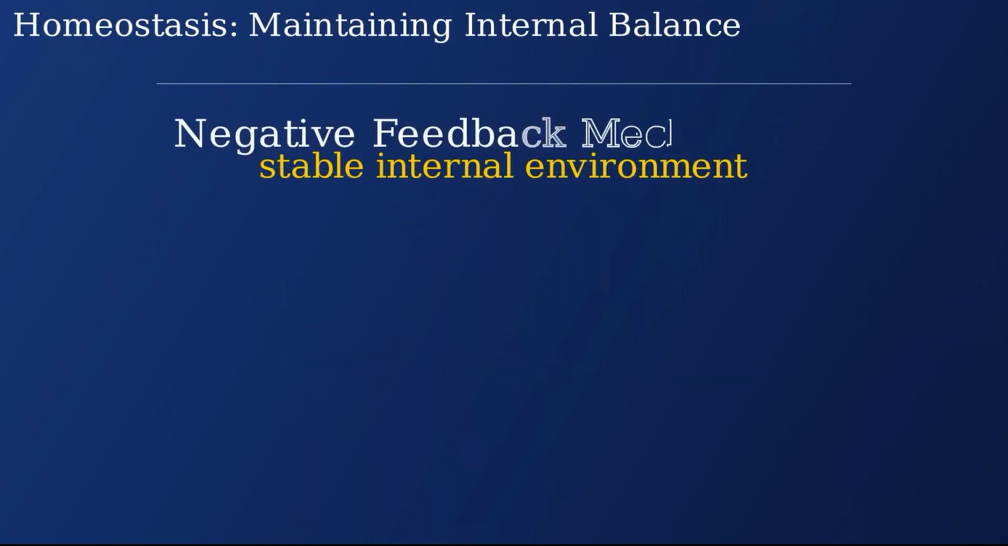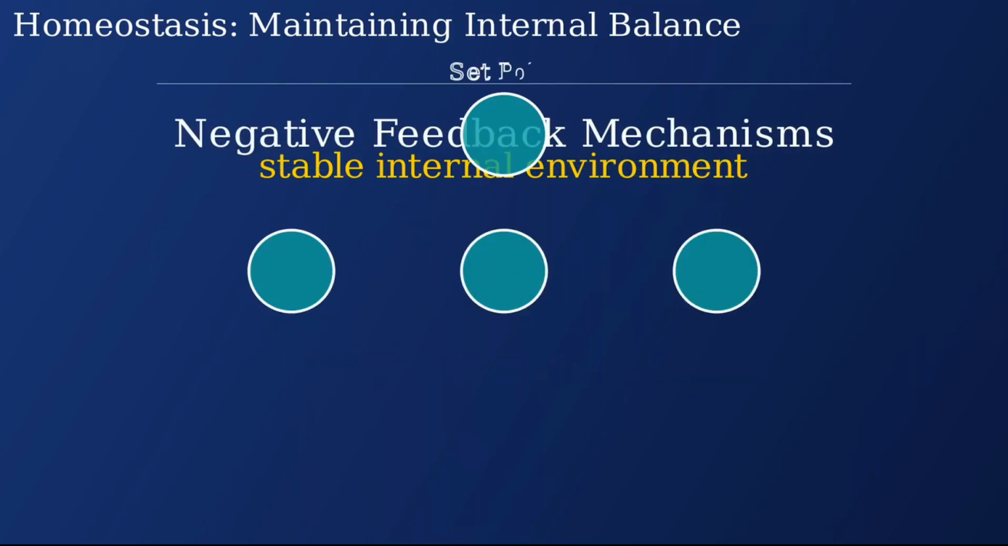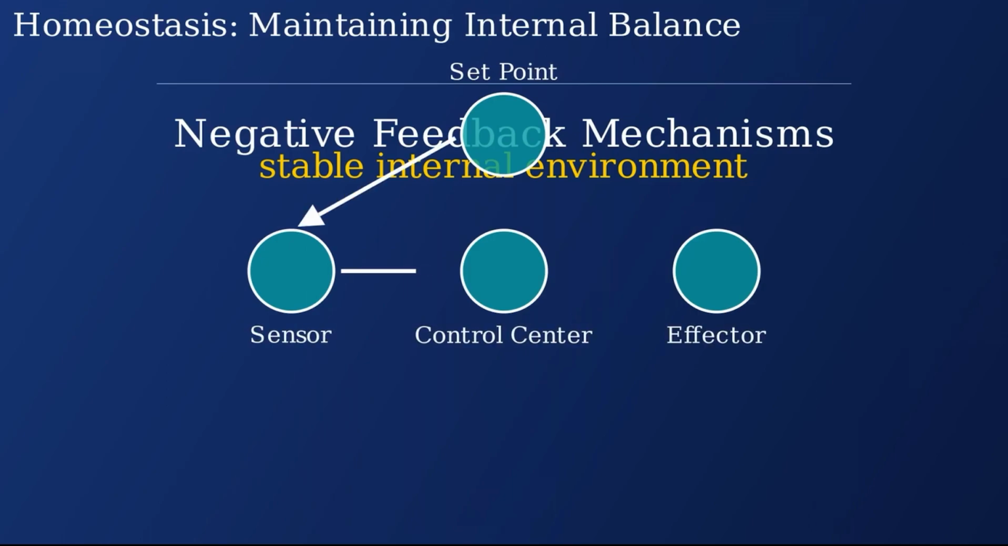Negative feedback mechanisms are the primary way homeostasis is maintained. These systems counteract changes to restore set points.